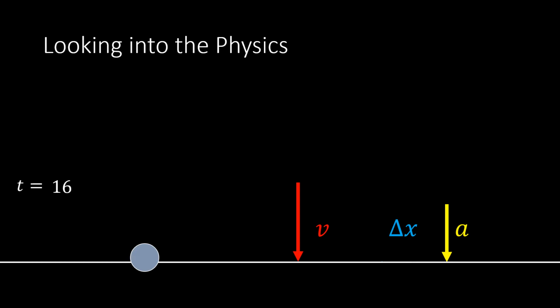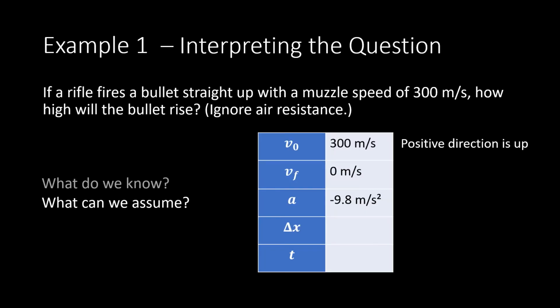From this discussion, we conclude that the bullet reaches its maximum height at the brief instant when it stops moving upwards and begins moving downwards. That is, when its final velocity is 0. Let's update our table. At this point, we have 3 of the 5 kinematic variables.